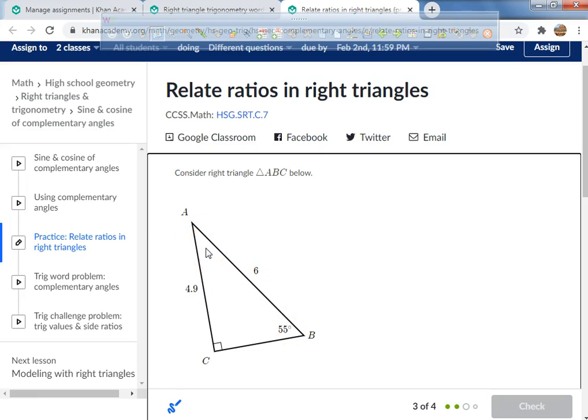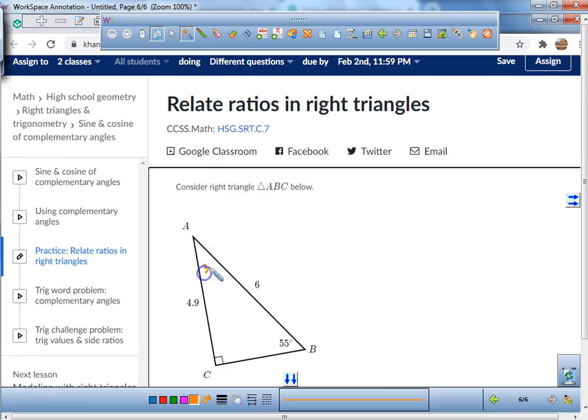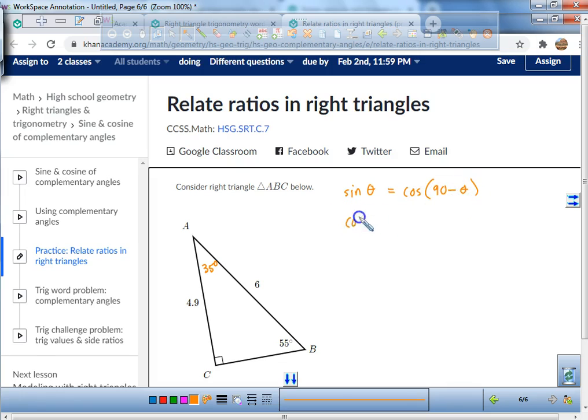All right, so one thing you need to understand when you're doing these problems is if I have a 55 degree angle, these are going to always add up to 90 degrees. So in your journal, you might want to write down the sine of theta will always equal the cosine of 90 minus theta, or the cosine of theta equals the sine of 90 minus theta. These will always be complementary. Now theta is just an angle, like the measure of an angle.